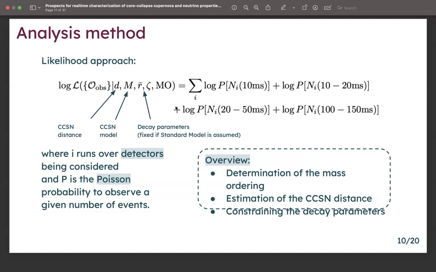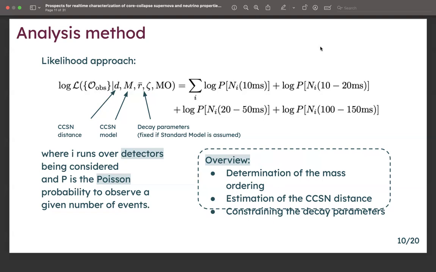And this likelihood will be the sum of the logarithms of the probabilities for each number of events. So here you see this I that goes over the detectors that will be considered. Sometimes we will just use one detector, so I just is one. And sometimes we will start combining 2 or 3 detectors, and then, of course, we will have more of these summands. And each of these terms corresponds to one of the 4 intervals that I mentioned a while ago.